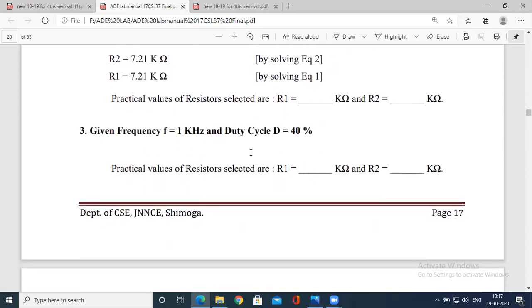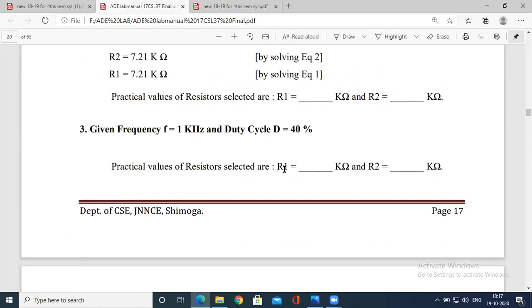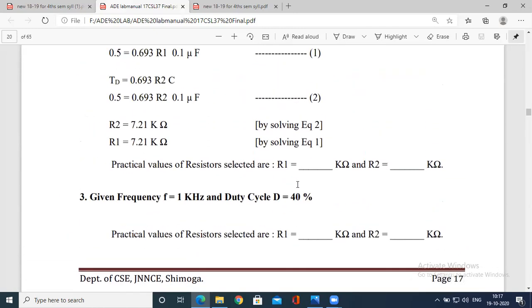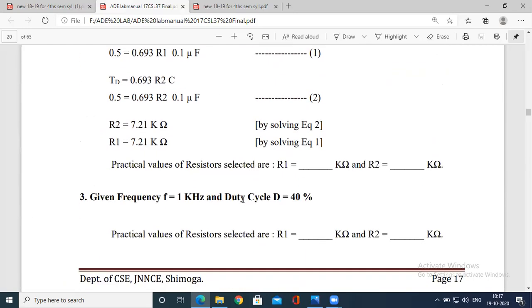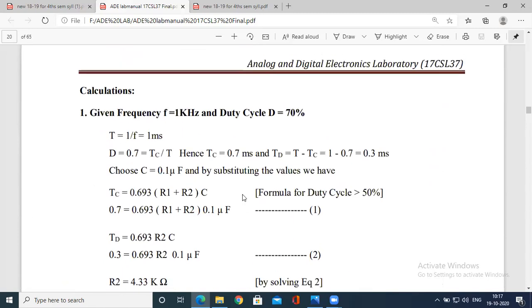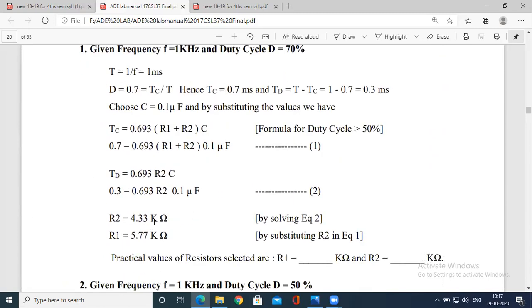Similarly, you have to do it for the third case: less than 50% duty cycle, 40%. You can consider 0.4 as D and calculate the new resistor values. For practical purposes, we take nearby values. 4.33 maybe is not exactly available, 5.77 maybe is not exactly available, so we consider the nearby value, right?